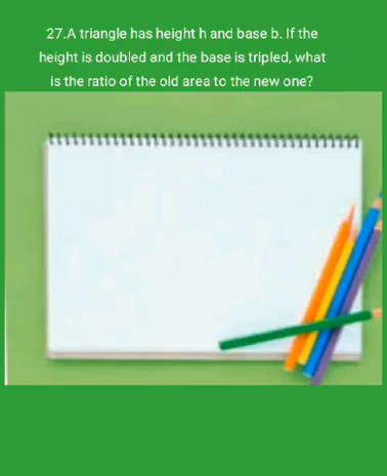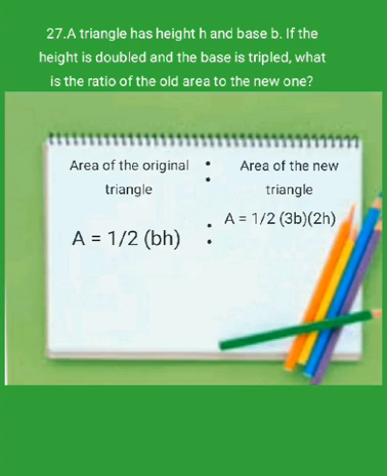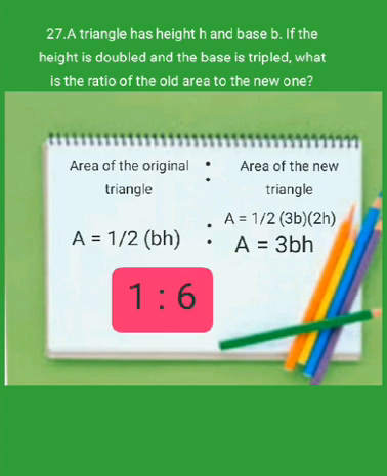A triangle has height h and base b. If the height is doubled and the base is tripled, what is the ratio of the old area to the new one? Area of a triangle is equal to 1/2 base times height. If the height is doubled and the base is tripled, it is represented by area is equal to 1/2 times 3b times 2h. So the new area will be 3 times base times height. Ratio of the old area to the new one is 1:6.